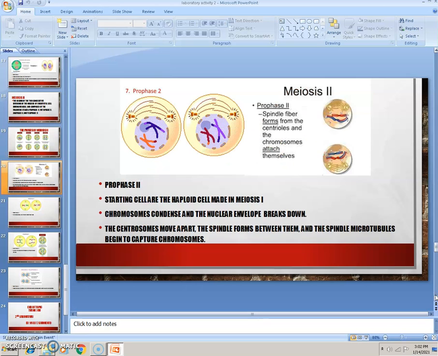In prophase 2, the starting cells are the haploid cells made in meiosis 1. The chromosomes condense and the nuclear envelope breaks down. The centromeres move apart, the spindle forms between them, and the spindle microtubules begin to capture chromosomes.